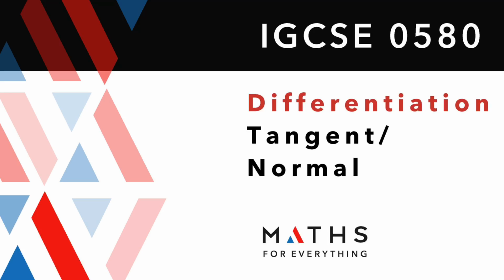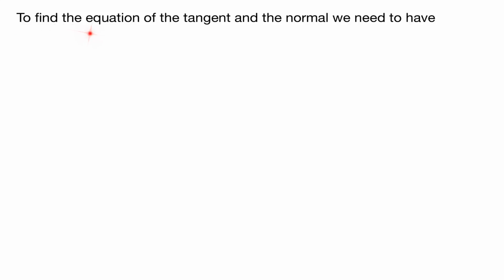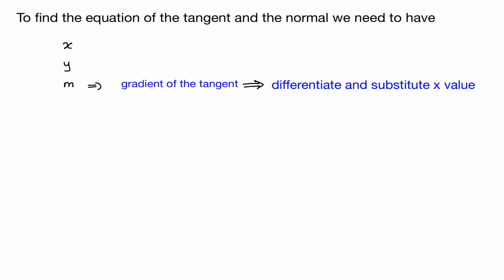Today we are going to learn how to find the equation of tangent and normal by differentiation. To find the equation of the tangent and the normal, we need to have three things. We need to have x, we need to have y, and the gradient. Remember that this is the gradient of the tangent, and we can get this by differentiating and substituting the x value. So when you differentiate and you substitute the x value, you always get the gradient of the tangent.